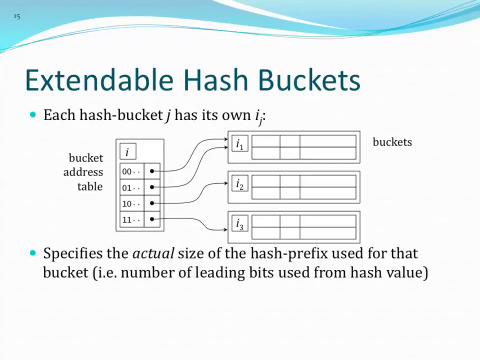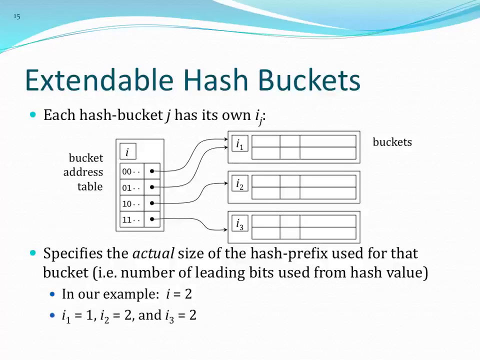So, like it says here, the actual size of the hash prefix necessary for that bucket is what that I on the bucket represents. So I1 says, this is how many bits I actually care about on this bucket. So even though you have 2 entries, and the I in the bucket address table might say I is 2, the bucket itself says, well, I is only 1 for me, because I only need to look at the first bit. So I is 2, and I1 is 1, I2 is 2, and I3 is 2. That kind of gives you a little idea about how this might work.